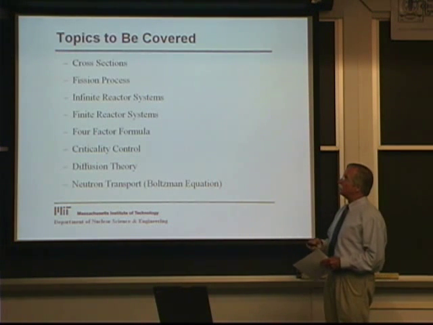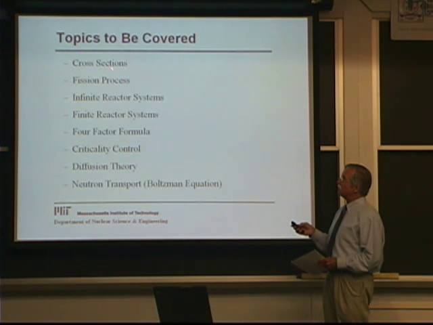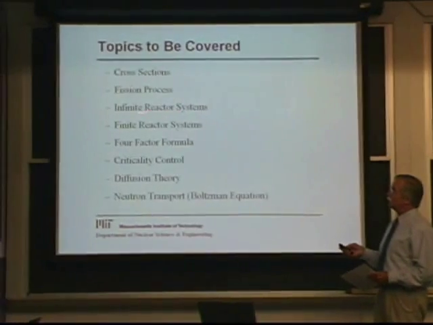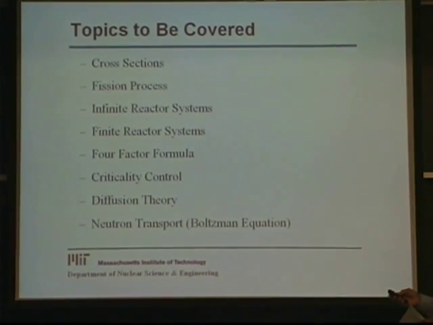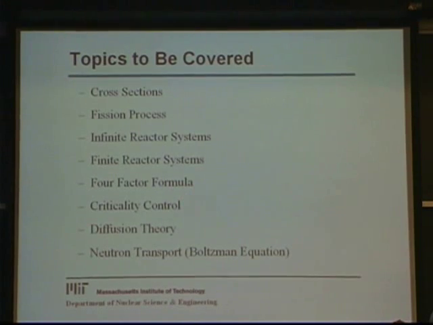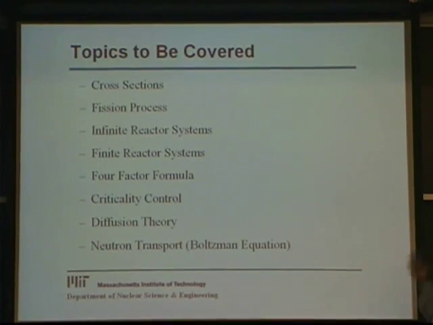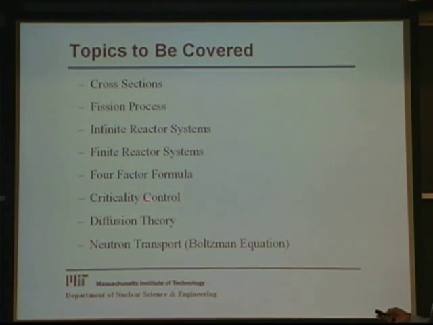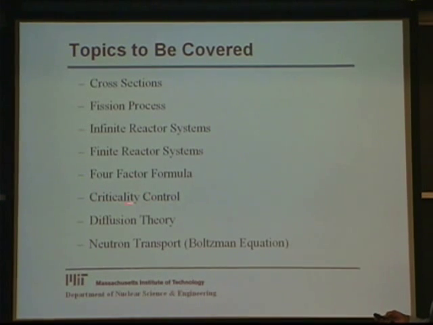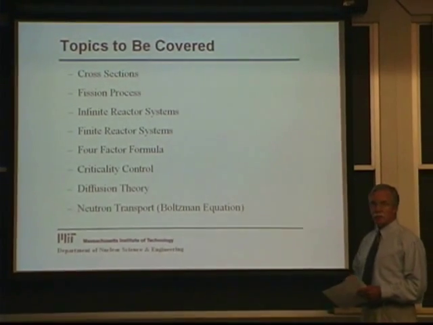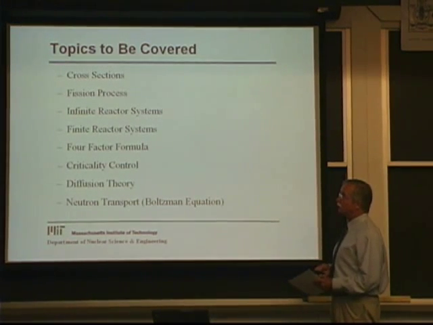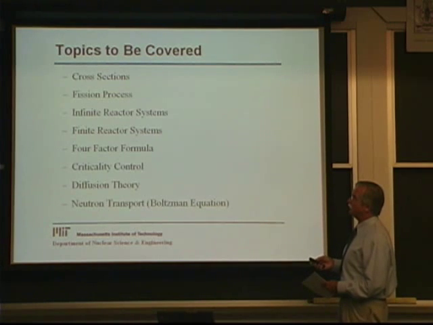We're going to cover in this lecture some basics such as cross-sections and the fundamentals of the fission process. We're going to look at both infinite reactor systems and finite reactor systems to identify the differences, certainly in analysis. We're going to look at the four-factor formula and the six-factor formula, which is the formula for criticality. We're going to assess how we control criticality in terms of control rods and other neutron absorbers. We'll remind you about diffusion theory, and we'll conclude with the neutron transport equation, which we formally call the Boltzmann equation. So it's going to be quite a lot of material, and it's going to go relatively fast, but having taken the course, you should be fine with it.